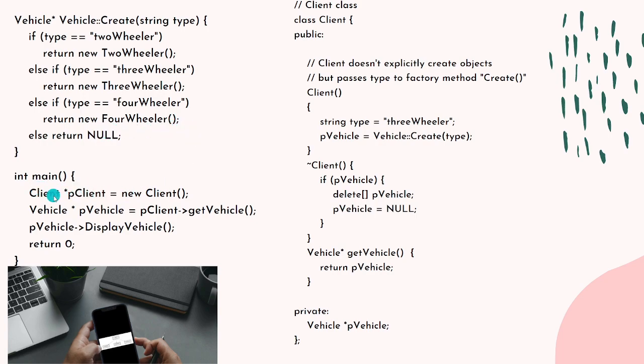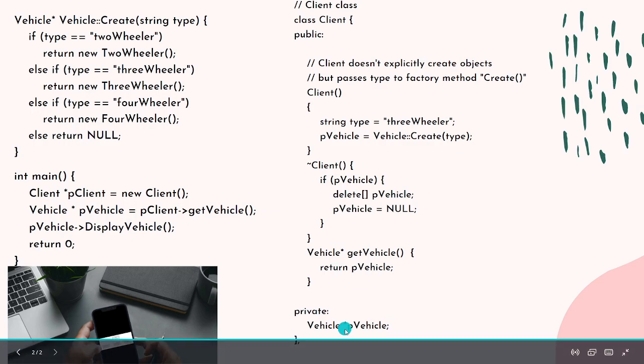Inside main we are creating a client. That means it will be calling the constructor. So here we are hard coding three-wheeler as the type. Then we create that type. That means it will call here, the type matches three-wheeler, and it will return a three-wheeler object. And P vehicle is the handle which holds the three-wheeler object now.